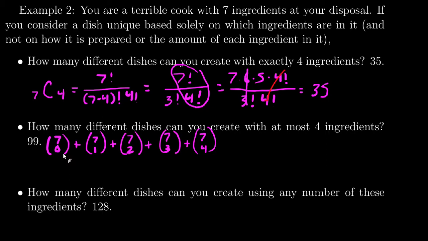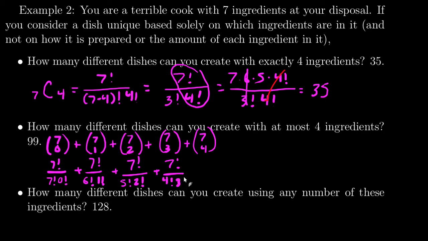I guess I can show the start of it. So this is going to be 7 factorial over 7 minus 0 is 7 factorial, 0 factorial. This is going to be 7 factorial over 6 factorial, 1 factorial. This is going to be 7 factorial over 5 factorial, 2 factorial. This is going to be 7 factorial over 4 factorial, 3 factorial. And finally, this is going to be 7 factorial over 3 factorial, 4 factorial.